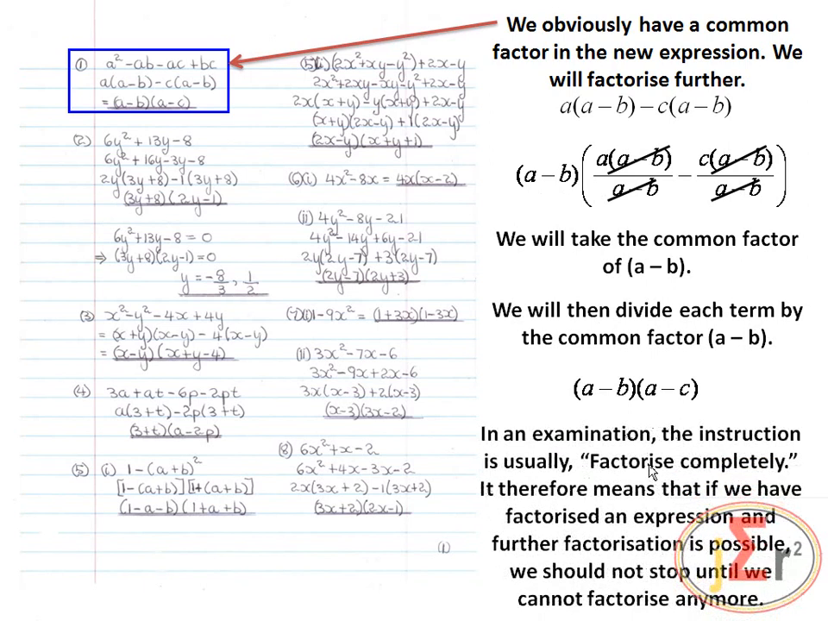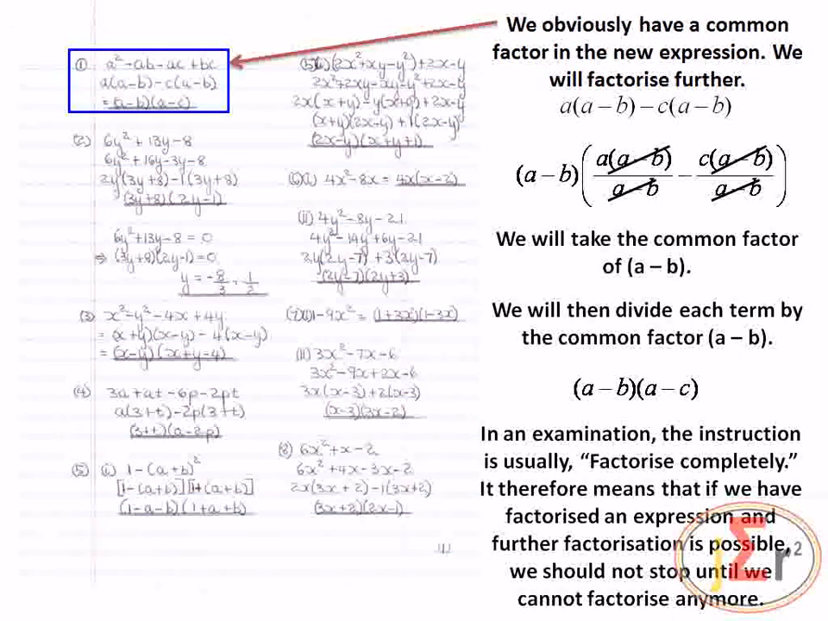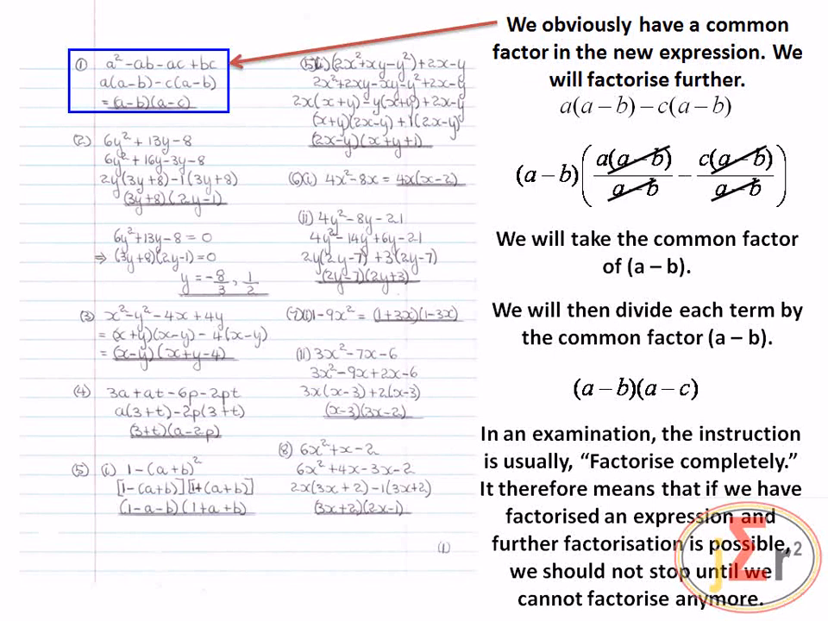In an examination, the instruction is usually factorize completely. It therefore means that if we have factorized an expression and further factorization is possible, we should not stop until we cannot factorize any more. So factorize completely means that we will factorize, and if we have common factors, we take common factors, and after taking common factors, if we have more common factors, we take common factors again.